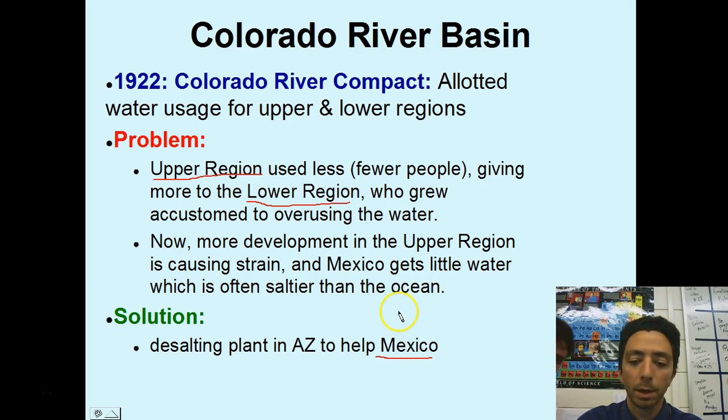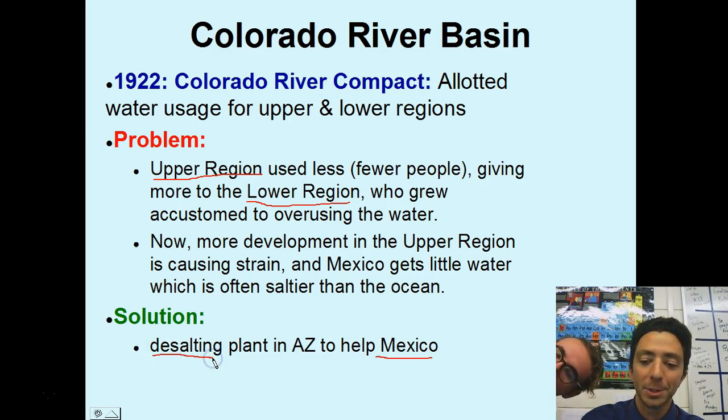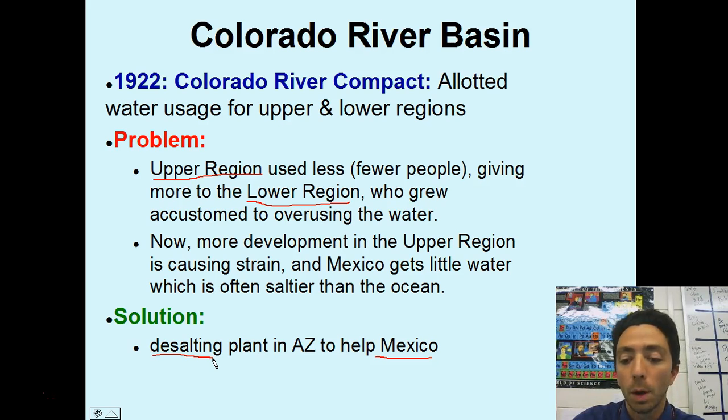And so some of the alternatives here, the way we can fix that is by creating a desalting plant or desalinization plant in Arizona. What that would allow us to do would be taking seawater and boiling the seawater to remove the salt and creating fresh drinkable water.